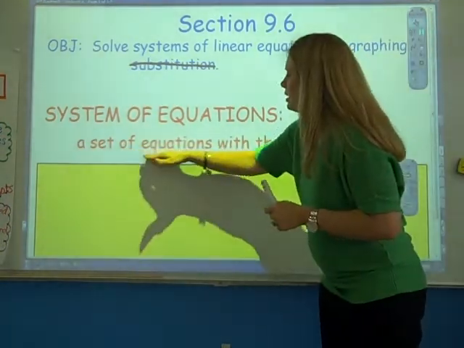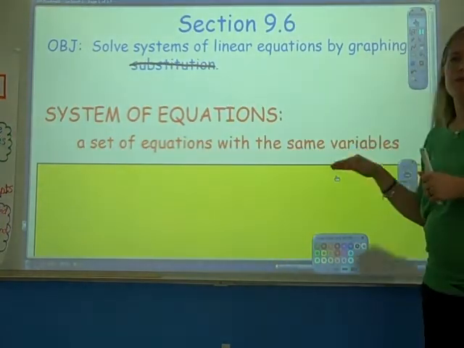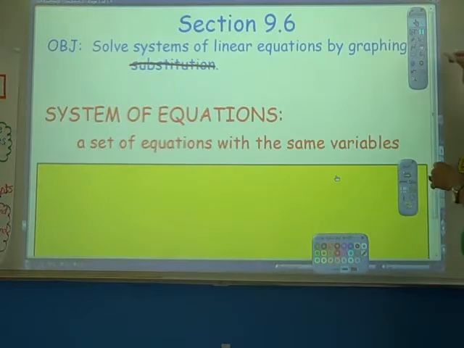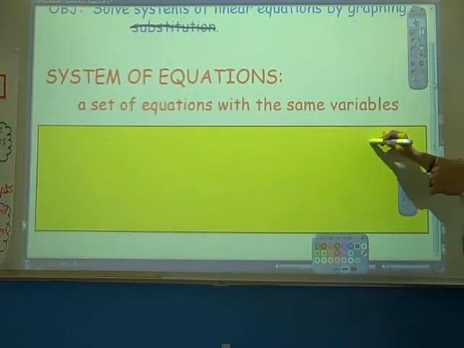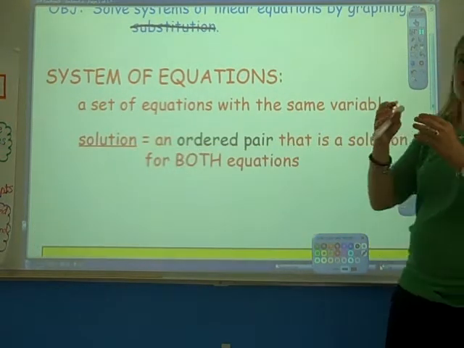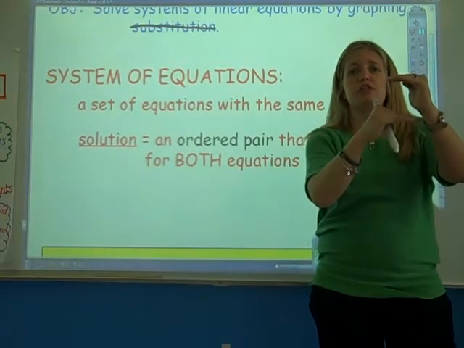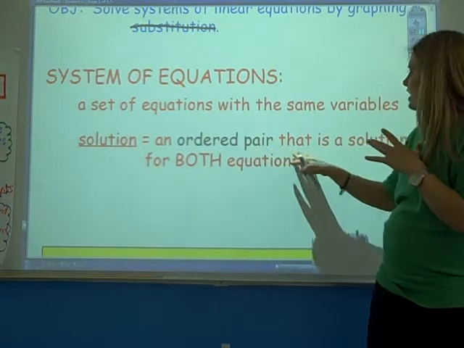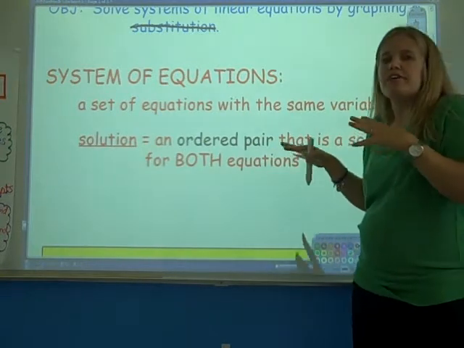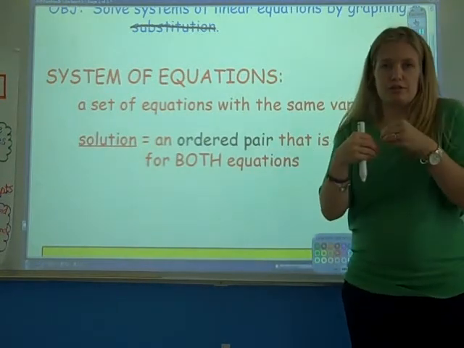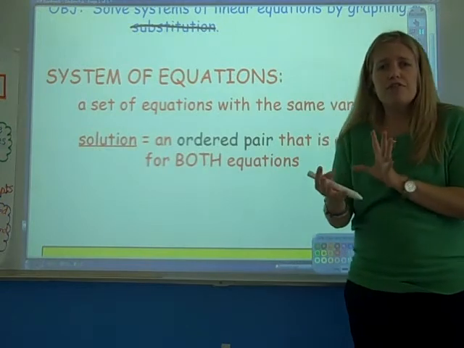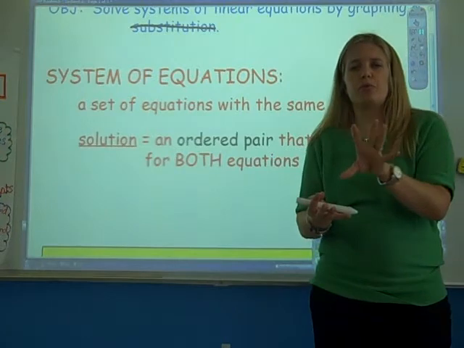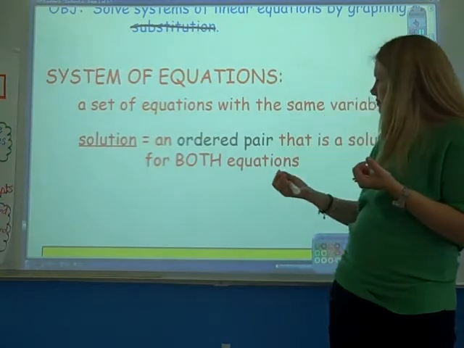So, a system of equations is a set of equations with the same variables. They're both going to have x and y, or they both have m and n. The solution to a system of equations: if we have two equations, their answer is an ordered pair that they both have in common that would work for both equations. I'm going to show you how to solve the system of equations and figure out what their common ordered pair is by graphing today.